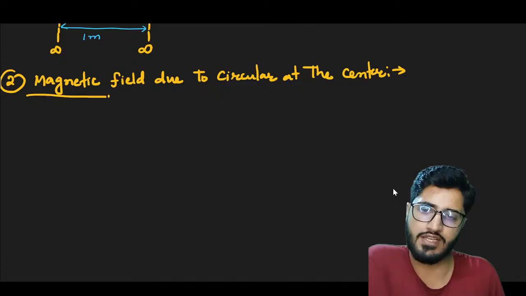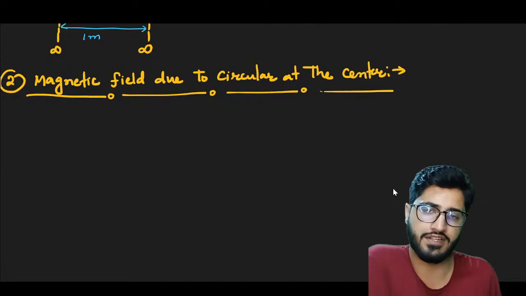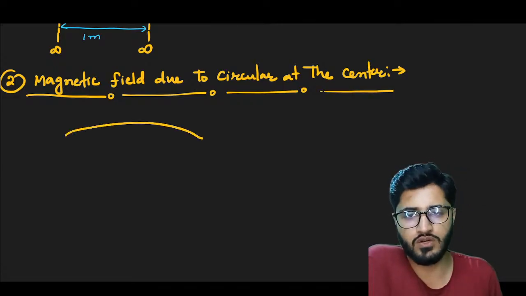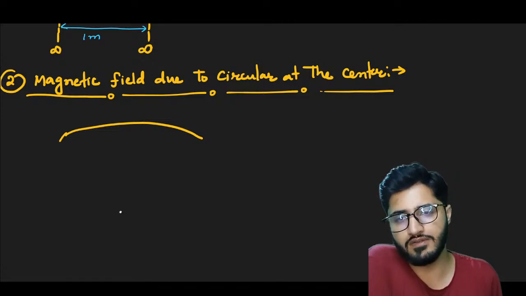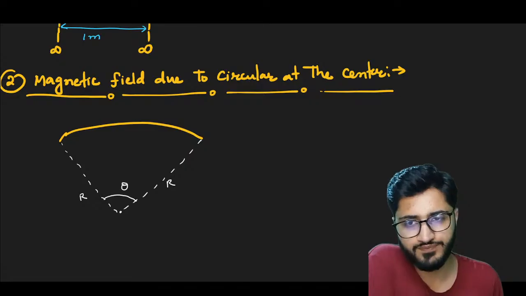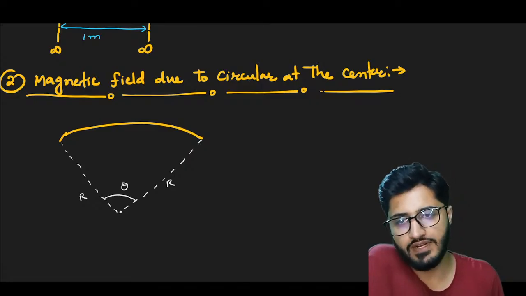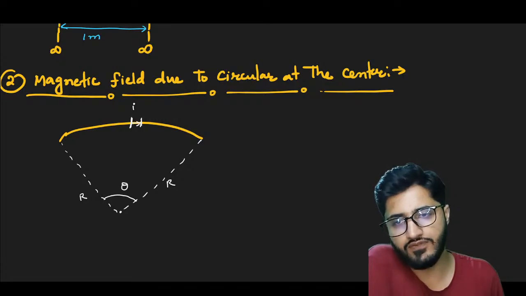We had discussed these cases in the previous chapter, that is electrostatics. Now we are just repeating these things. If we are having a circular coil or a thing like this, this would be the center. I need to find the net magnetic field at the center. This angle is theta, and the radius is r. Let's suppose we take a small element here, through which current I is flowing. The element is dl.